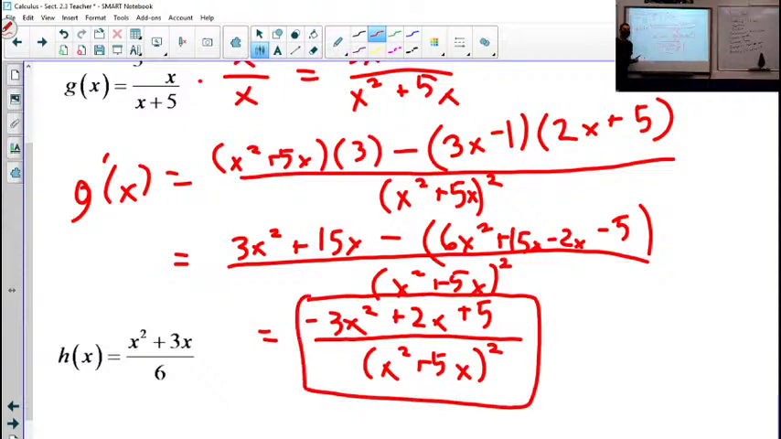So the quotient rule can get a bit messy, but that's the idea. Low d high minus high d low over the square of what's below. Product rule, first times derivative of the second plus second times derivative of the first.